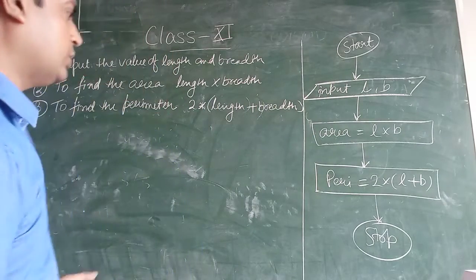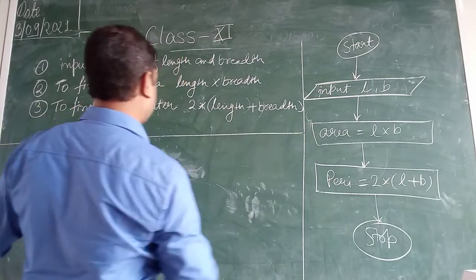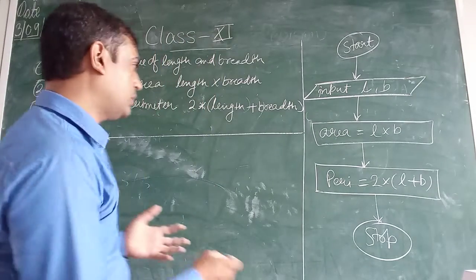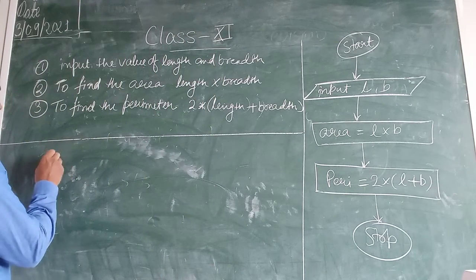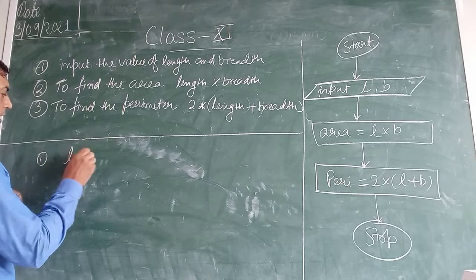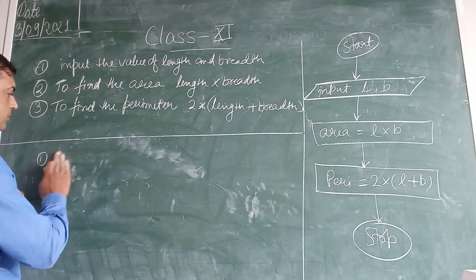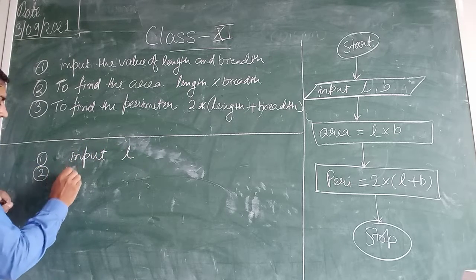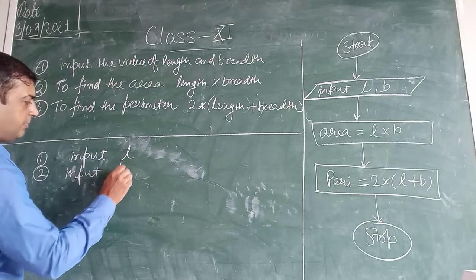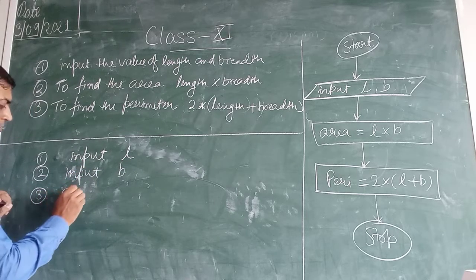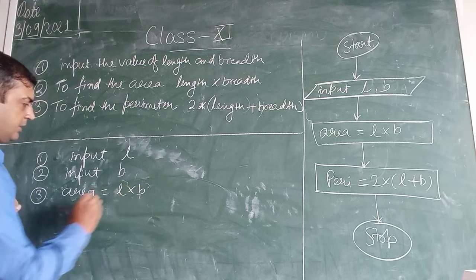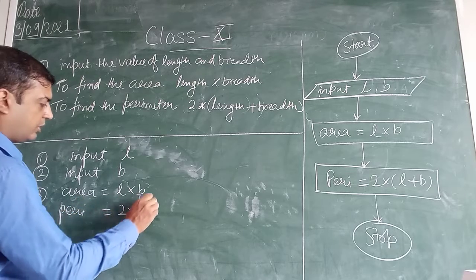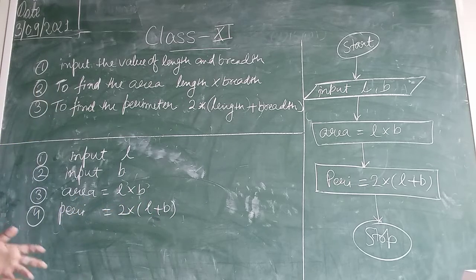The same thing in pseudocode if you are writing. Pseudocode is somewhat like program. So when we are inputting value, number 1, input L, number 2, input B, number 3, area equal to L into B, number 4, perimeter equal to 2 into L plus B, and then stop. This is over.